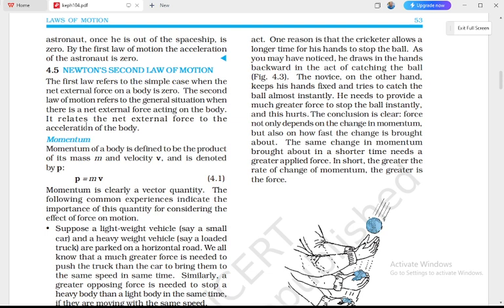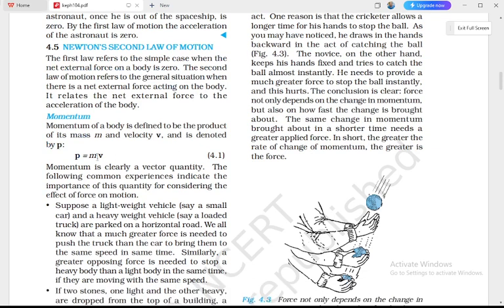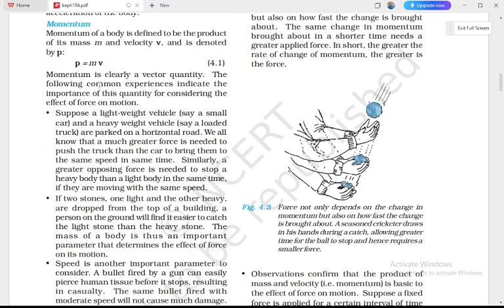Momentum of a body is defined to be the product of the mass and velocity and is denoted by p. It is m into v. Momentum is clearly a vector quantity. The following common experiences indicate the importance of this quantity for considering the effect of force on motion.